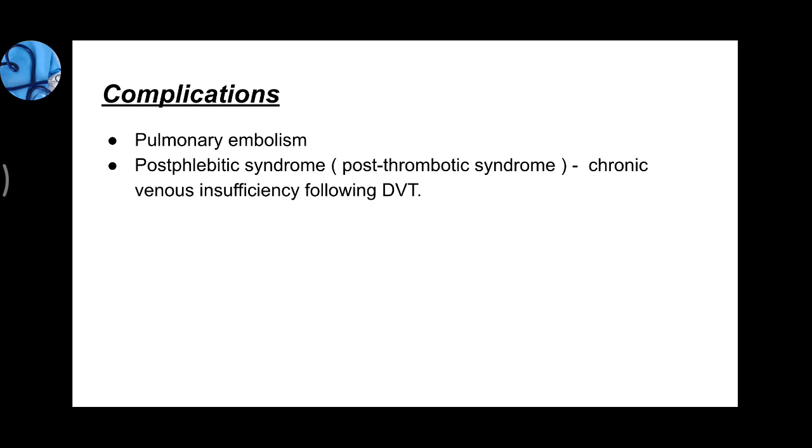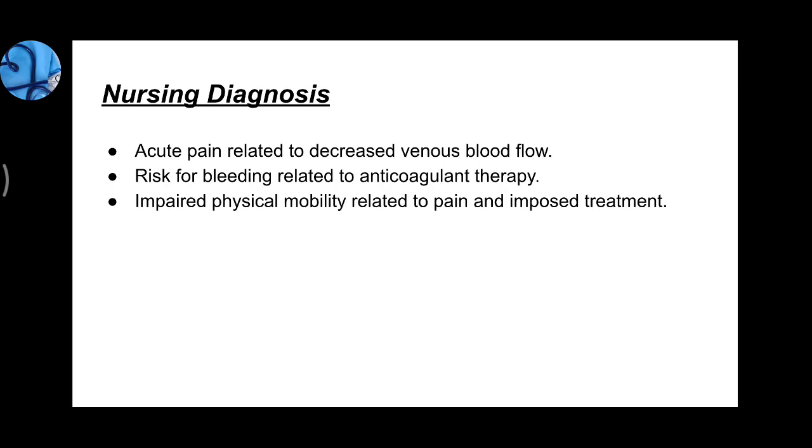Complications. When we talk about complications, venous thromboembolism can lead to pulmonary embolism and post-phlebitic syndrome. That is also called post-thrombotic syndrome. It is chronic venous insufficiency following DVT. Here we can get 3 nursing diagnoses: acute pain related to the decrease of venous blood flow, risk for bleeding related to anticoagulant therapy, impaired physical mobility related to pain and imposed treatment.